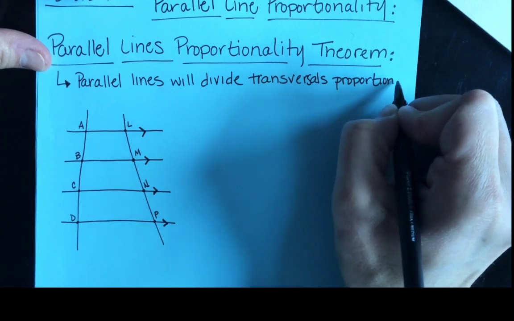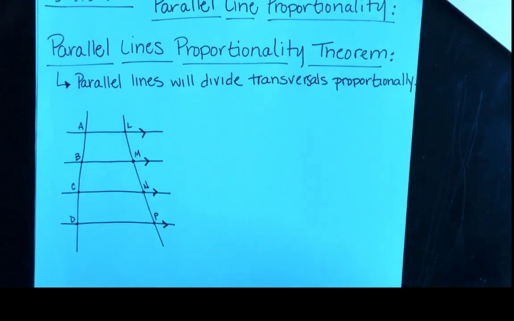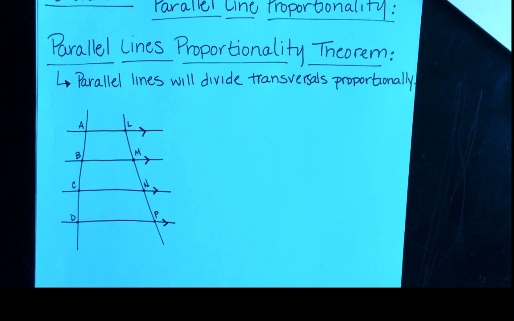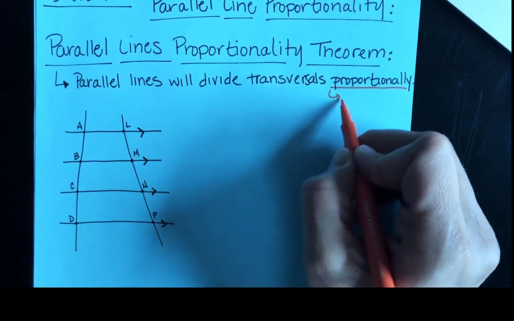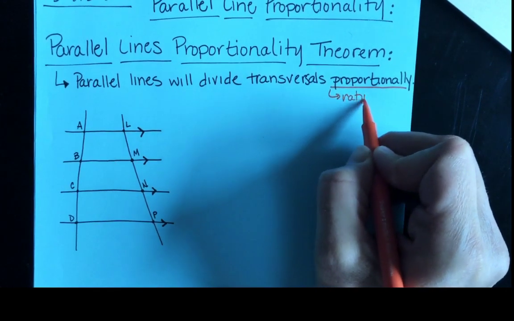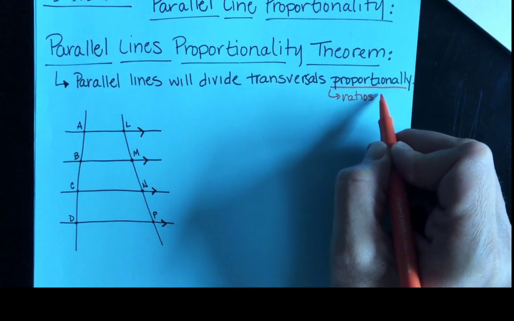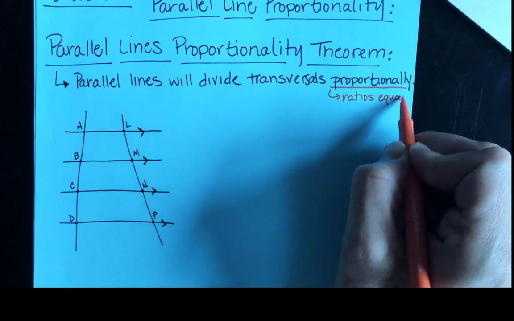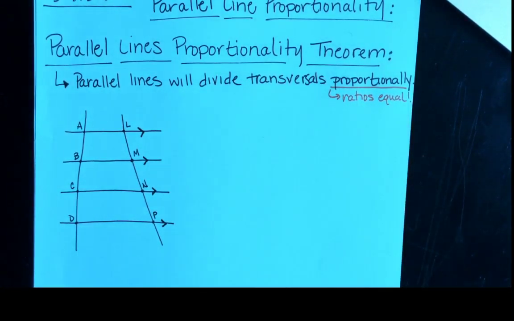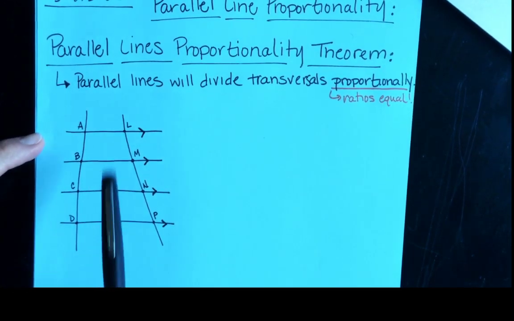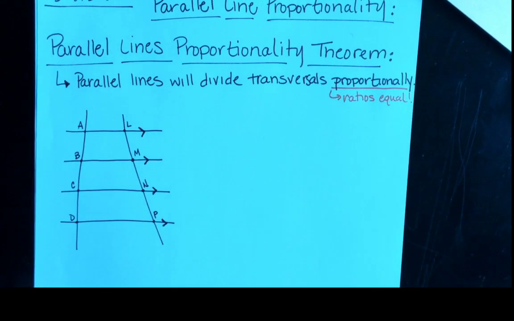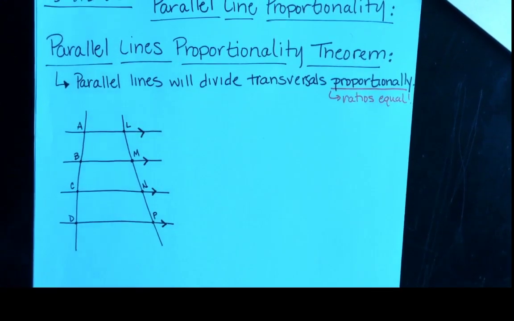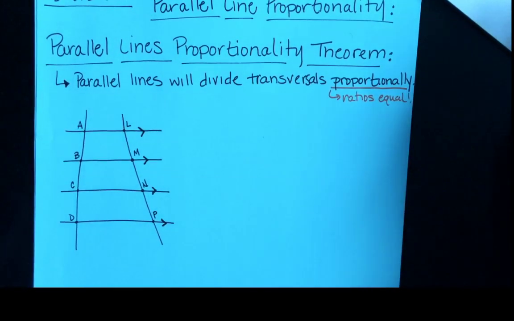And again, remember, proportionally means that their ratios reduce to the same rate. So every time you see proportionally, that means ratios are equal. Noticing first that I have 1, 2, 3, 4 lines that are all parallel to each other, I can also see that I have 2 different transversals that I'm talking about in here.